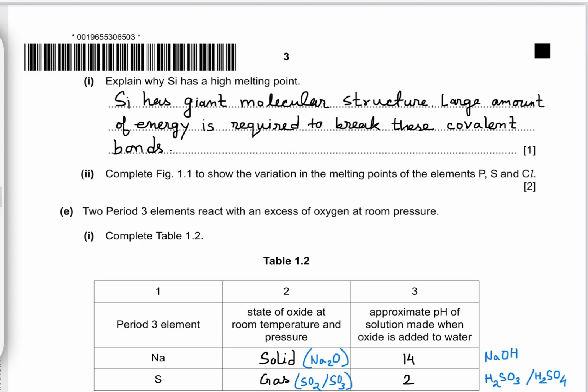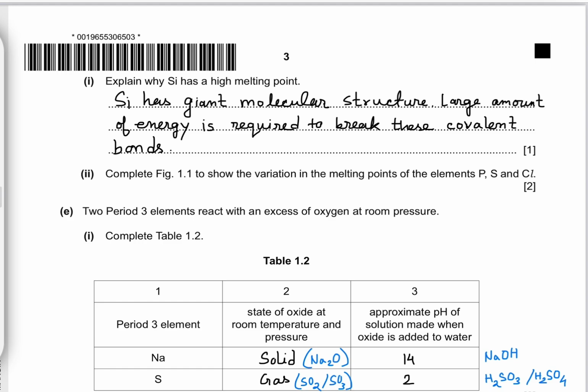1. Explain why silicon has a high melting point. Silicon has a giant molecular structure and the structure is just like the carbon in diamond. It has tetrahedral geometry. One silicon is bonded with 4 other silicon atoms. So a large amount of energy is required to break these covalent bonds in silicon. That is why the melting point of silicon is much higher compared to sodium, magnesium and aluminium.